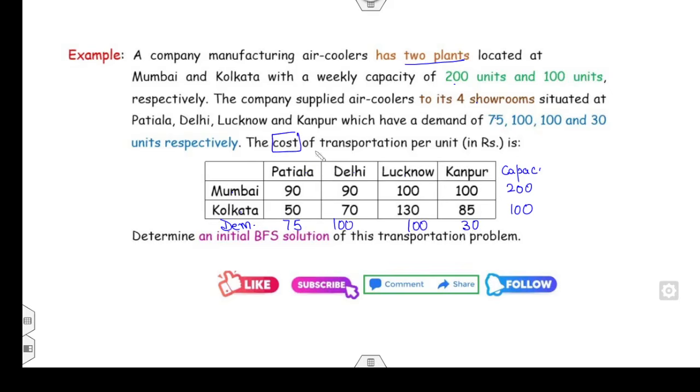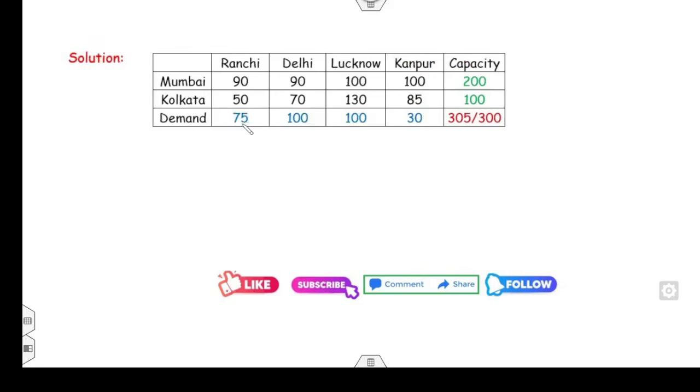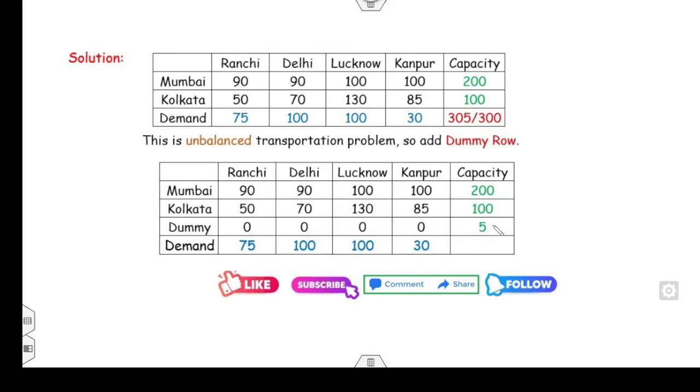The cost of the transportation, the cost of the products transfer from Mumbai to Patiala is 90, Mumbai to Delhi is 90 and so on. And you have to find the transportation problem. Since my problem is minimization, you can see that it is an unbalanced problem. Once this is unbalanced, your target is to convert it into a balanced problem. So difference is 5. That means we have to add the row. So I can add the dummy row with capacity 5. So let's start with this.